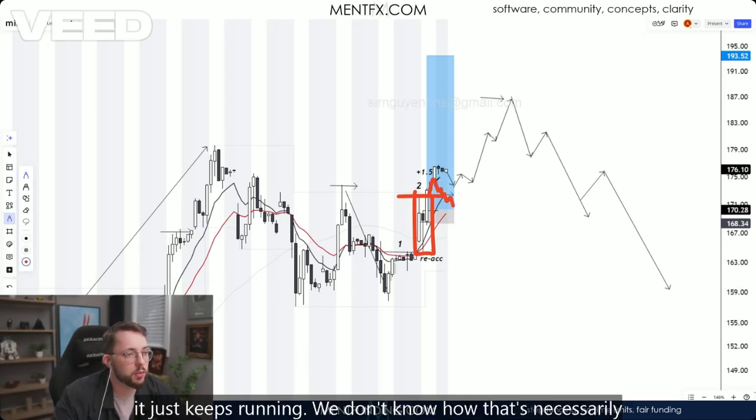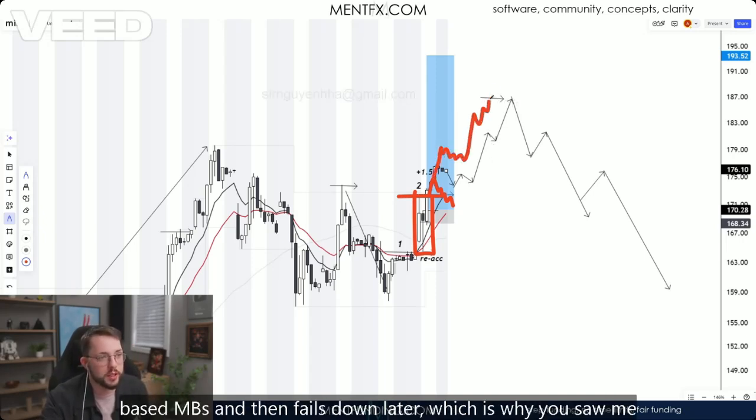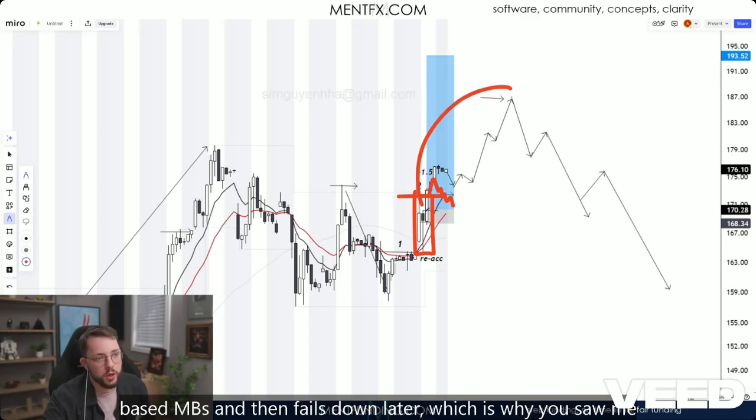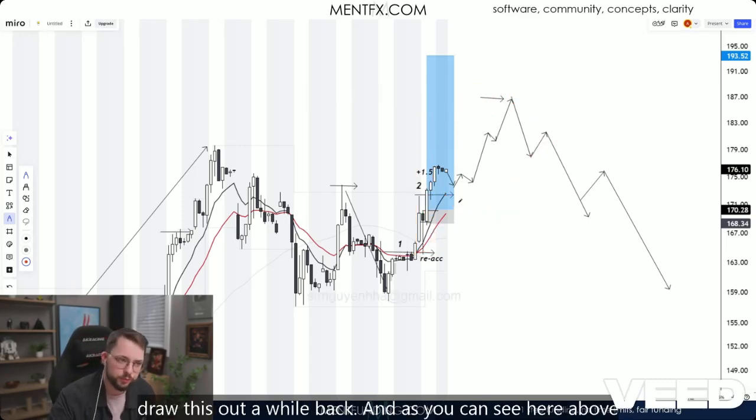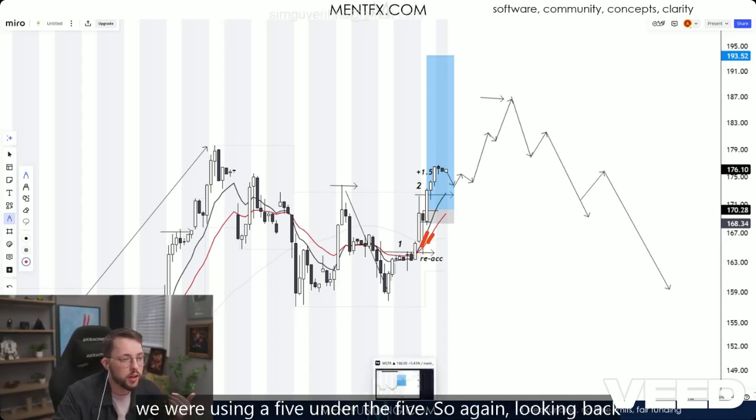Maybe it comes back down, or maybe it just keeps running. We don't know how that's necessarily going to go. Maybe it goes through more momentum-based MBs and then fails down later, which is why you saw me draw this out a while back. And as you can see here, above the 10 20, price flushes down into the 10 20, and primarily, if we were using a 5, under the 5.